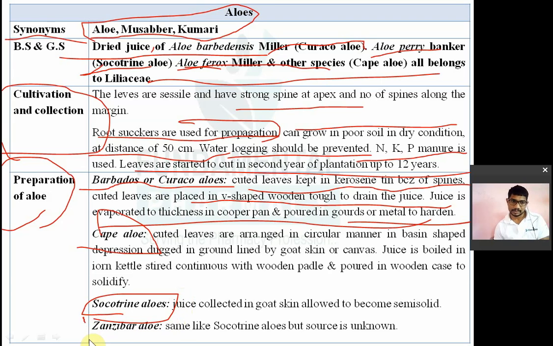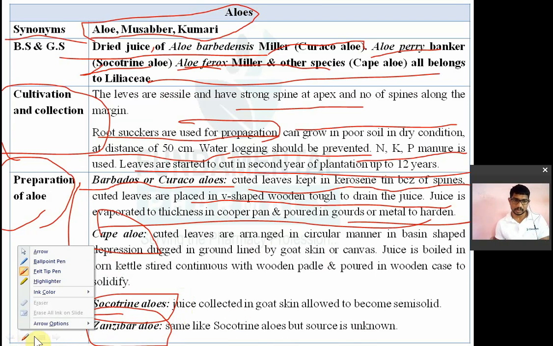Then gingiber aloe, same as the above method, but the source of that aloe is unknown. So there are four varieties of aloe for the market. That is nothing but the Barbados or Curaçao, Cape aloe, Socotrine aloe, and gingiber aloe. अगर कभी क्वेश्चन नहीं आया, लेकिन फार्मासिस्ट एग्जाम जो होता है उसमें आ सकता है क्वेश्चन. Now we'll see the chemical constituent and all that.